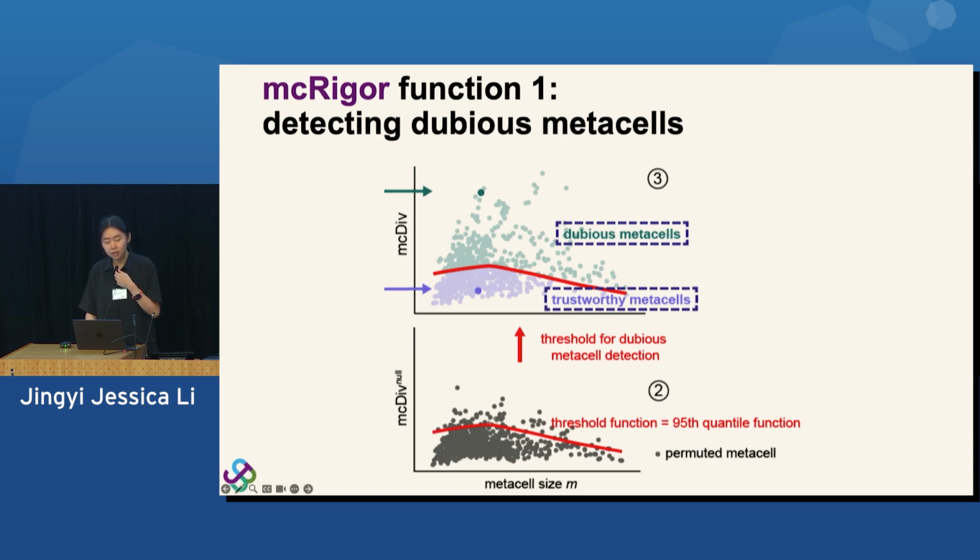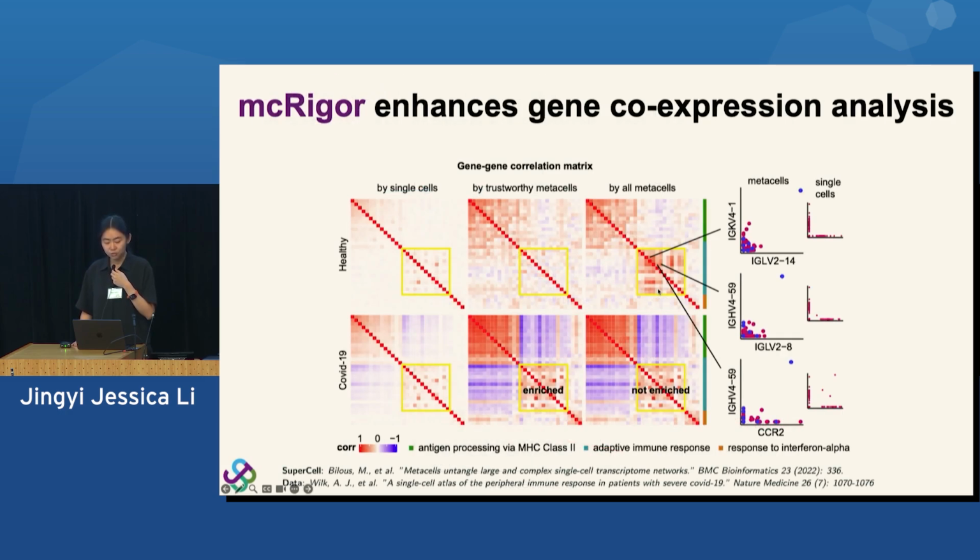And then applying this function to our actual values of the statistic, we can see some of the metacells' values are above the threshold, meaning that they are bigger than what we expect, and we flag them as dubious. And for those under this threshold, we call them trustworthy. So this is our dubious metacell detection step. So let's look at some results, how they work.